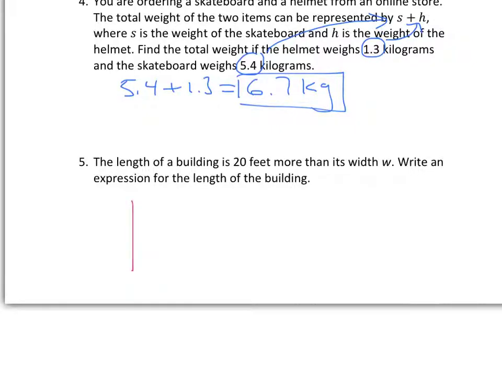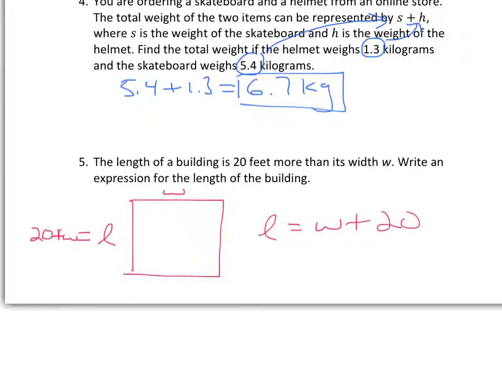And lastly, the most difficult one, we have the length of a building. So we've got a building here. Okay, so the length of it is 20 feet more than its width. So the width, let's just say the width is right here. The length over here is 20 feet more than the width. Okay, so the L is equal to 20 plus W, right? 20 more than W. We're going to write an expression for the length of the building. So the length equals W plus 20, because 20 feet more than the width. And that's it for this section.